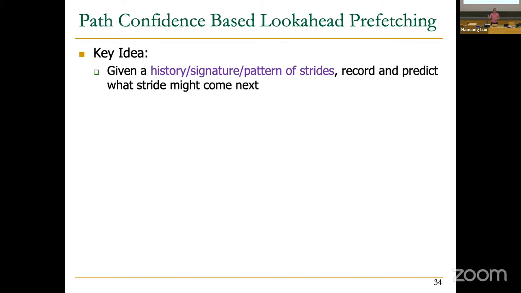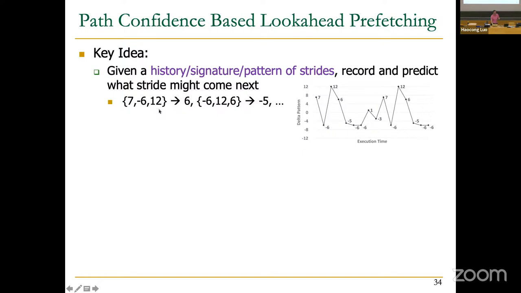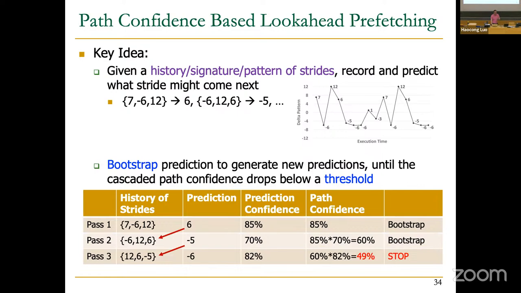So that's what this is trying to show. Based on the prior three strides, you do some hashing or concatenation, and in the table, the next stride says six with some confidence. I'm not going to go into the details because the confidence needs to be done in some way. You can read the papers. This is the place I'm going to stop.